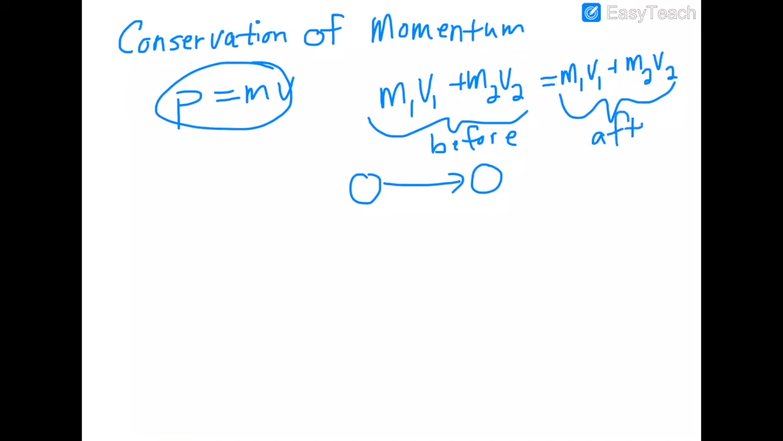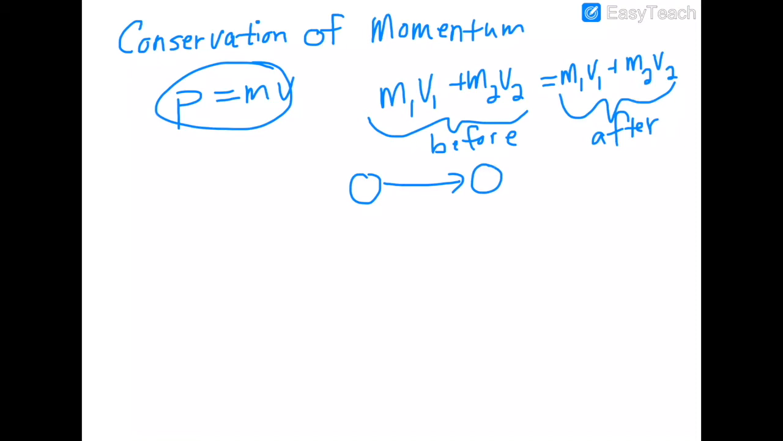So when you look at a problem, you need to figure out at what point the collision is happening, and calculate all the momentums of every object before and all the momentums of all the objects after, and they need to be equal. And this is how we can figure out, for instance, what the velocity of one of the objects is after the collision. If you're given all the other information, you can apply the conservation of momentum and be able to figure things out.